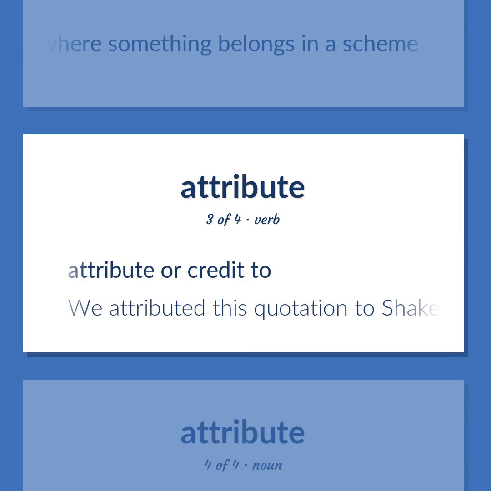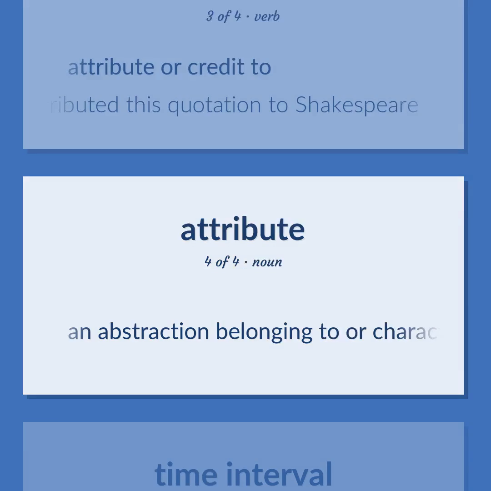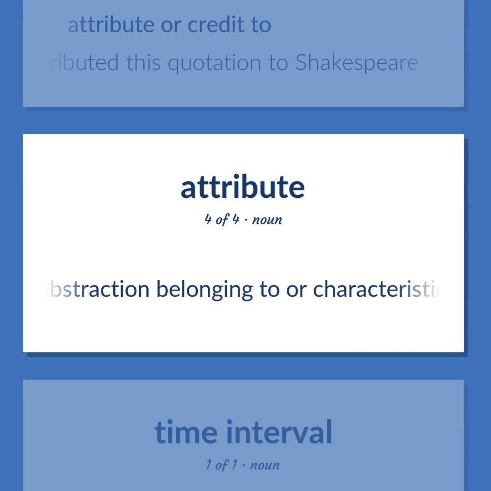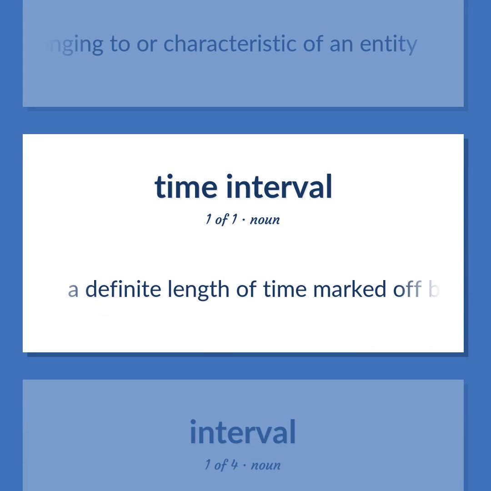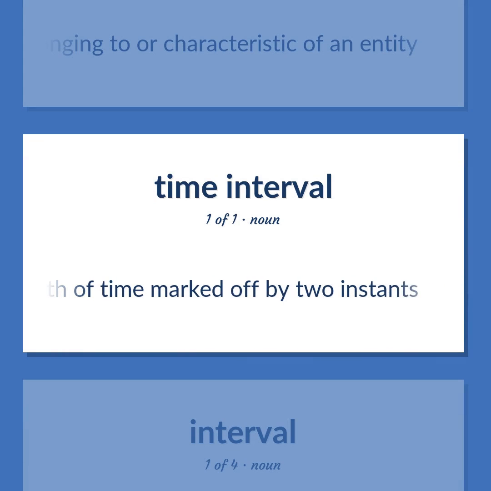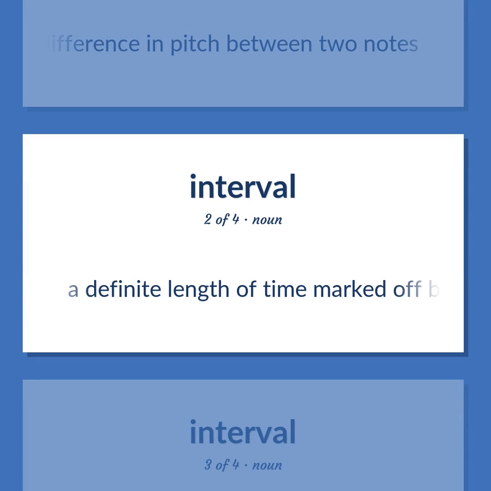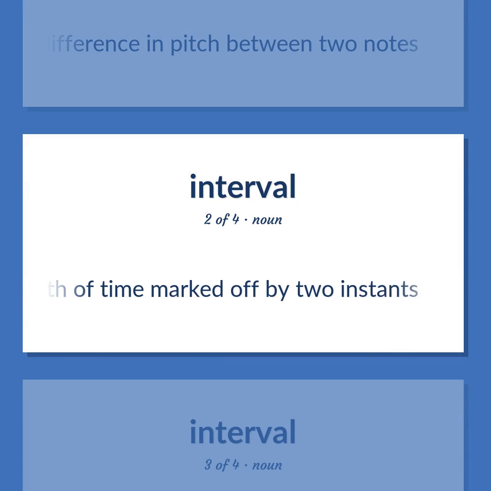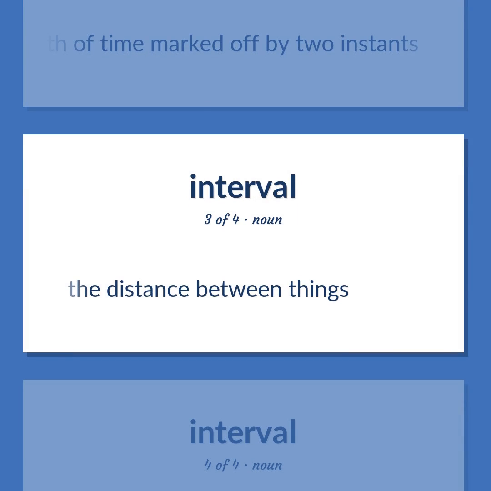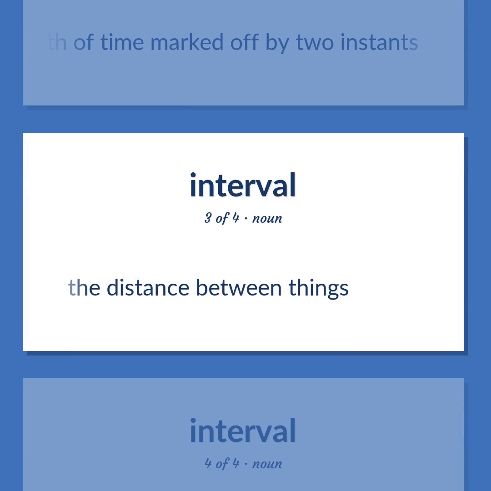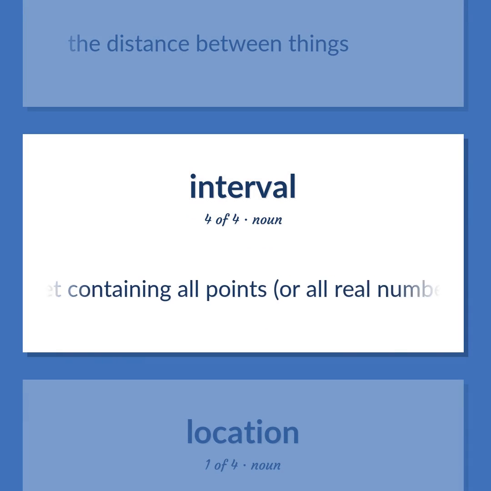Attribute or credit to. We attributed this quotation to Shakespeare. An abstraction belonging to or characteristic of an entity. A definite length of time marked off by 2 instants. The difference in pitch between 2 notes. The distance between things. A set containing all points, or all real numbers, between two given endpoints.